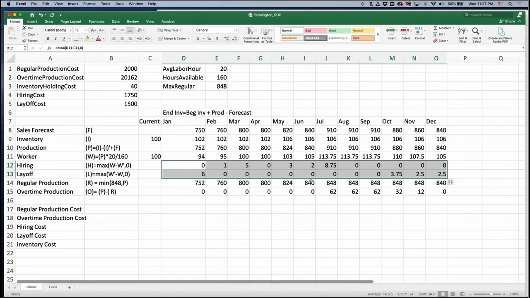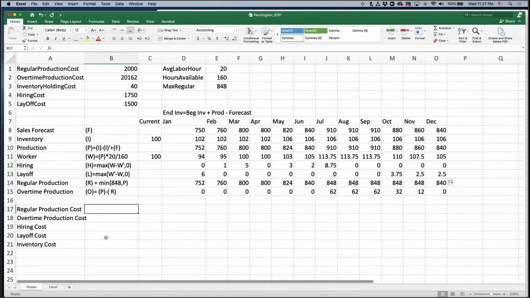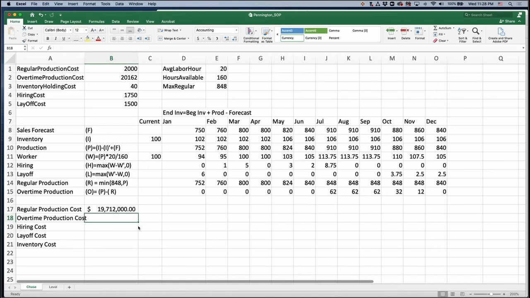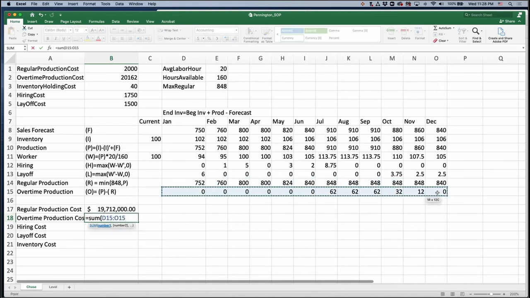Then, with the same idea, how can you compute the regular production cost? This is the R row, sorry. This is your regular production quantity, and you multiply it by the regular production cost. In the overtime case, you take the total overtime quantity, and then multiply it by the overtime production cost from this worksheet.